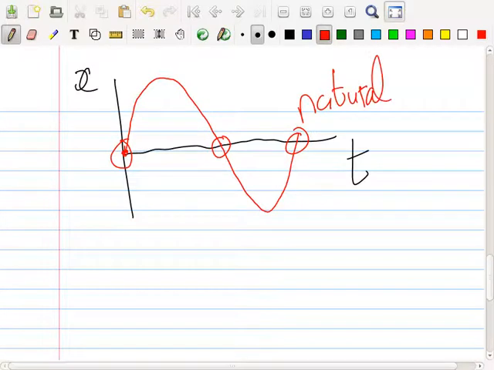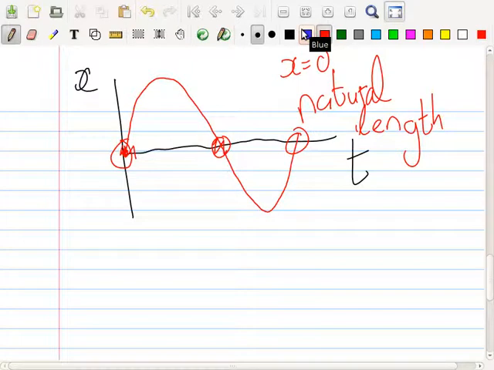So that means the spring is at its natural length. When it's here, it's at its natural length because the x is 0. But does that mean the spring is 0? No. It just means there's no extra piece, right?